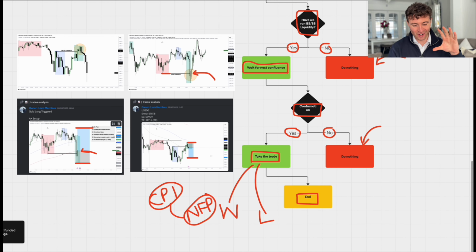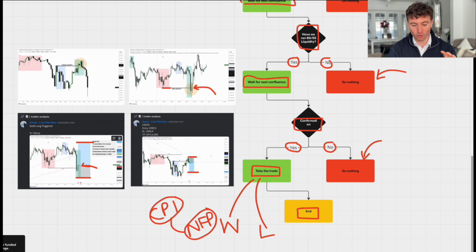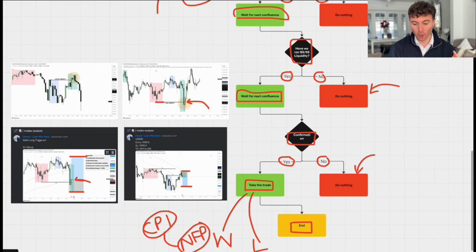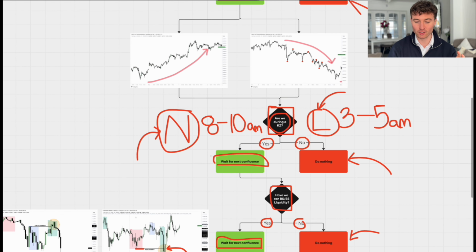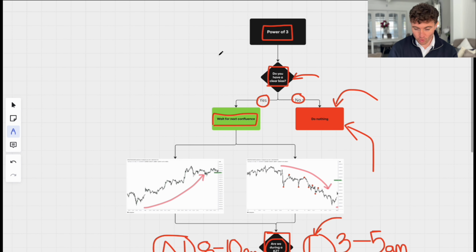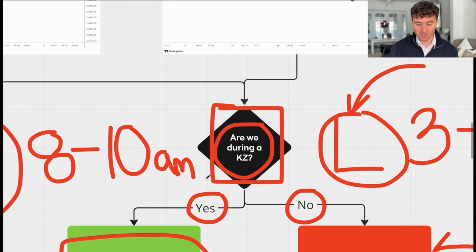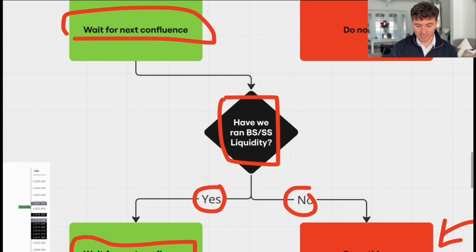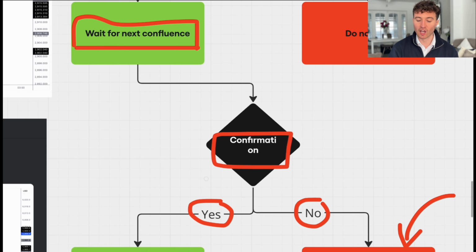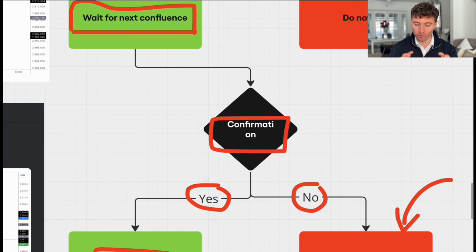And so this right here is literally the whole process that I follow every single day within the market. And we've just covered every single step in great detail. Just to recap the 4 steps of the power of 3. Step number 1 is, do we have a clear directional bias? Step number 2 is, are we during a kill zone? Step number 3 is, have we run buy side or sell side liquidity? And step number 4 is our confirmation.